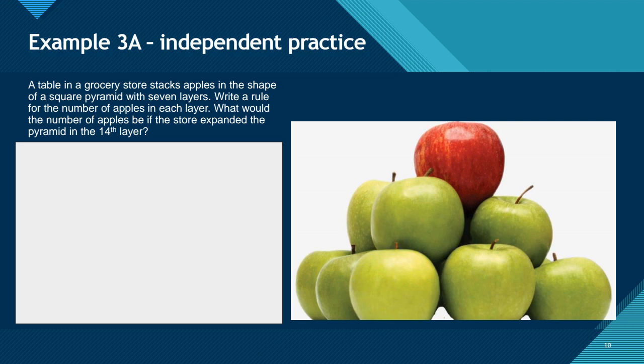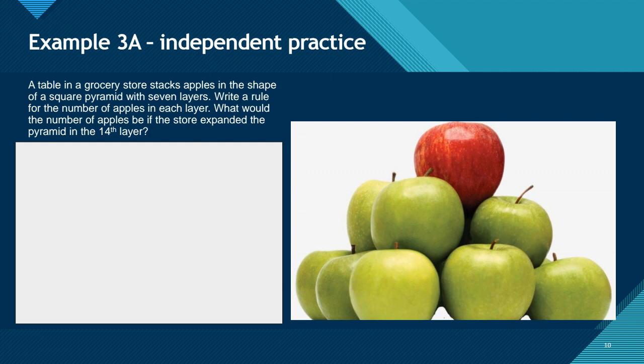All right, so example 3a asks you if a table in a grocery store stacks apples in the shape of a square pyramid with 7 layers, and it wants you to write a rule for the number of apples in each layer. And then what would be the number of apples if the store expanded the pyramid to the 14th layer?